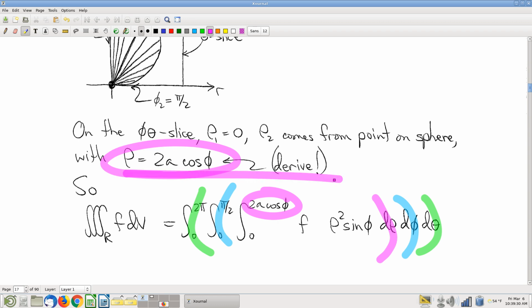Make sure you can do that. That's the equation of that sphere. I'll give you some reminder tips in just a moment as to how to do that. But with the equation of the sphere, solve for rho, and that gives you your upper bound.